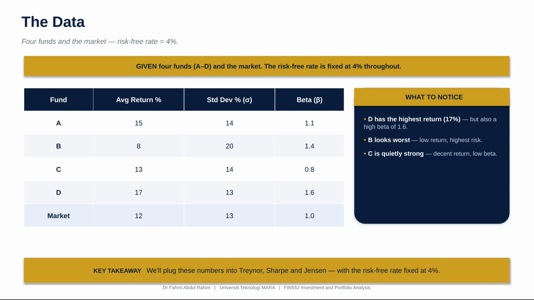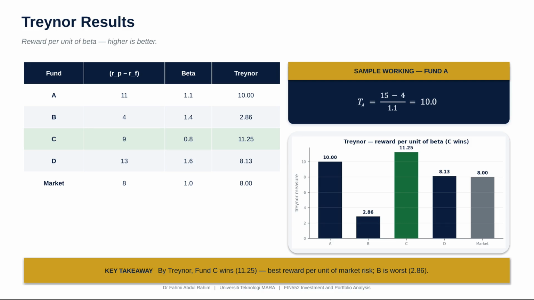The takeaway: we will now plug these numbers into all 3 measures, with the risk-free rate fixed at 4%. Let us start with Treynor. Let us compute the Treynor measure for every fund. Remember the formula? The excess return, R sub P minus R sub F, divided by the beta. The risk-free rate is 4%, so first find each fund's excess return, shown in the second column.